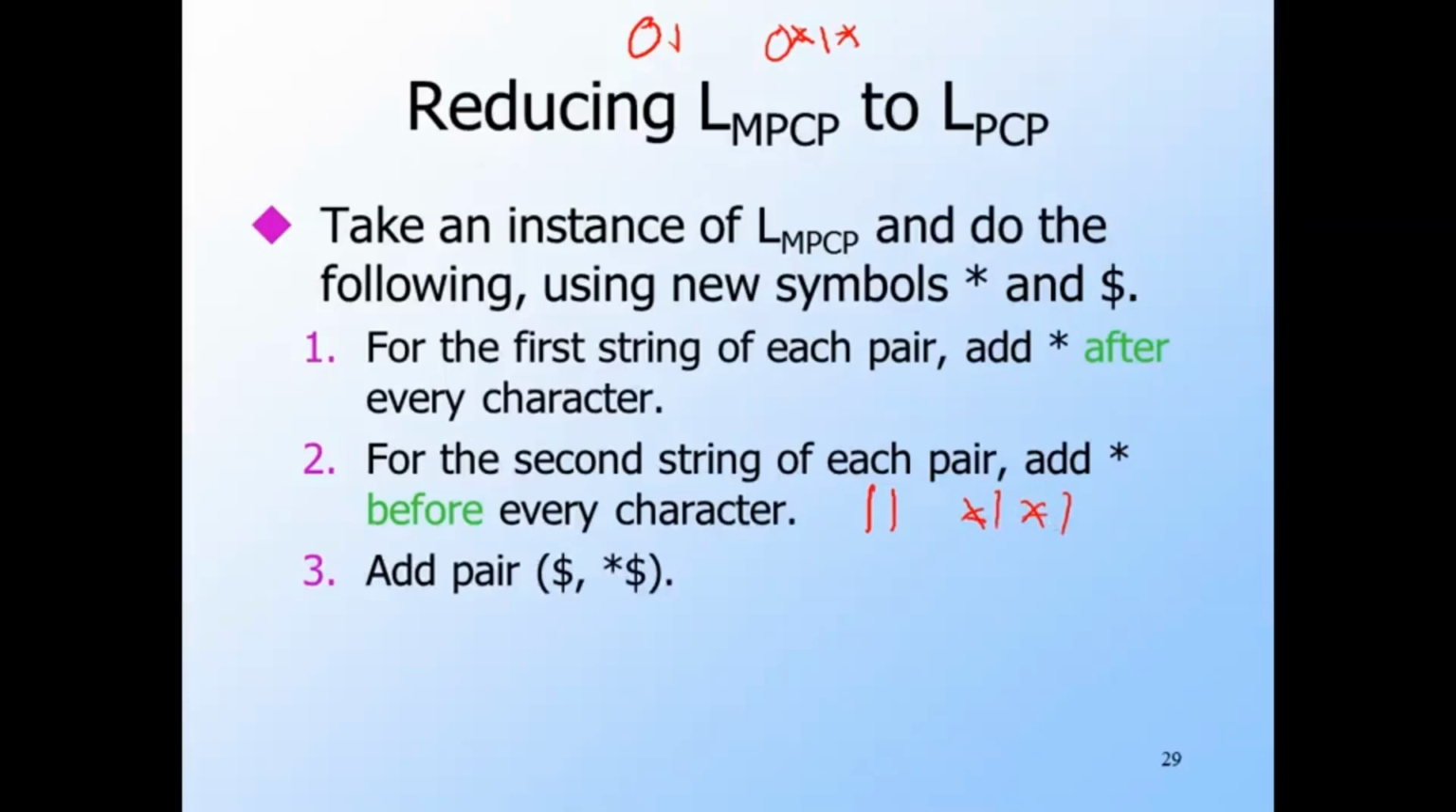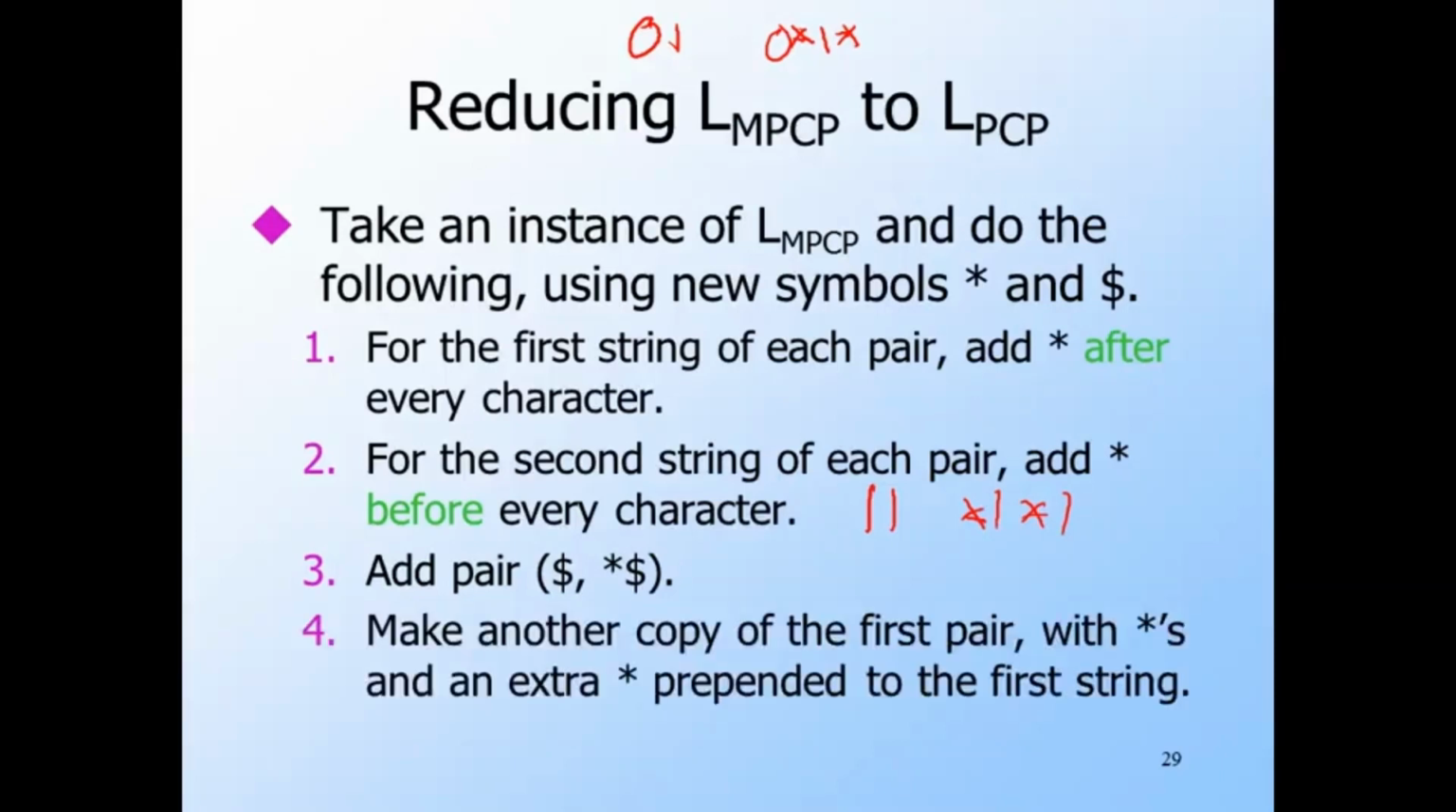The output instance also has a new pair unrelated to any input pair. This pair is $ sign paired with star $ sign. And the output also has a second pair based on the first input pair. This pair has stars placed after the symbols of the first string and before the symbols of the second string, just like in rules 1 and 2 on the slide. But the first string also has a star at the beginning. So, for example, the pair 0, 1 paired with 0 would become star 0 star 1 star paired with star 0.